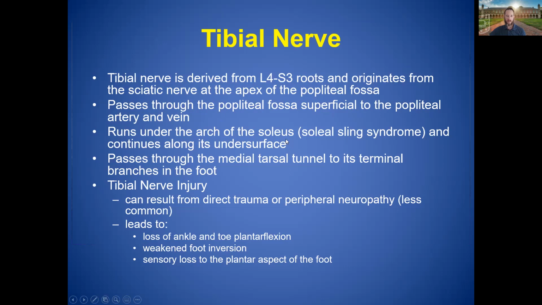This is a rare point of entrapment of the tibial nerve called soleal sling syndrome. It then passes along the underside of the soleus and ultimately through the medial tarsal tunnel, where it divides into its terminal branches in the foot. And of course, tibial nerve injury results in loss of ankle and toe plantar flexion, weak inversion, and sensory loss over the plantar aspect of the foot, as well as innervation and pain over the calcaneus.